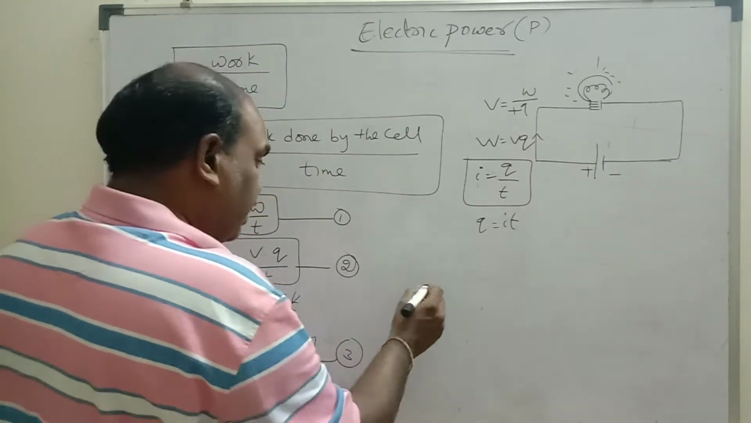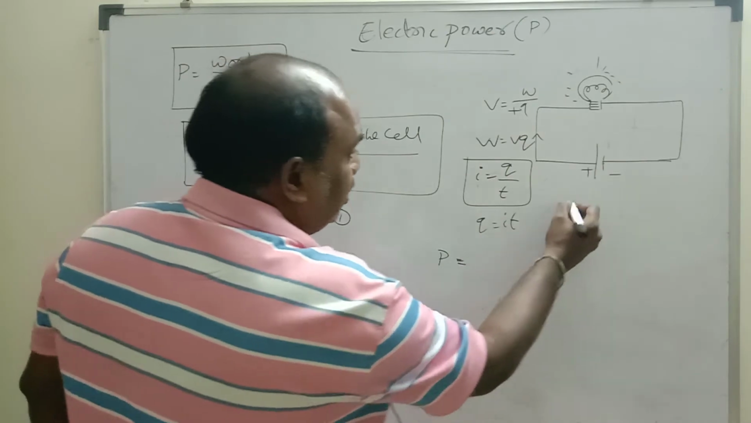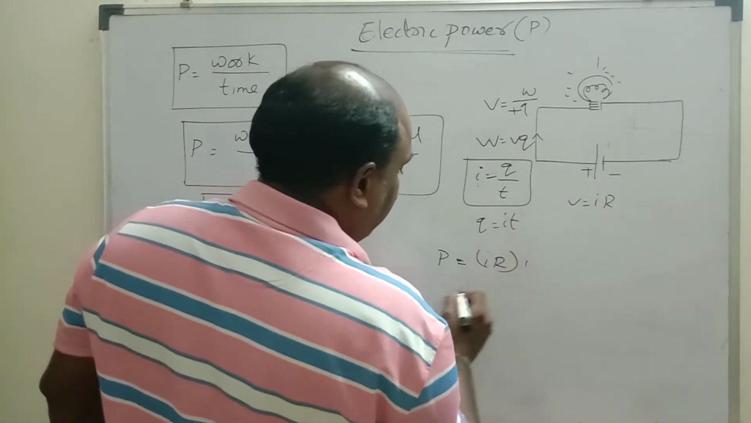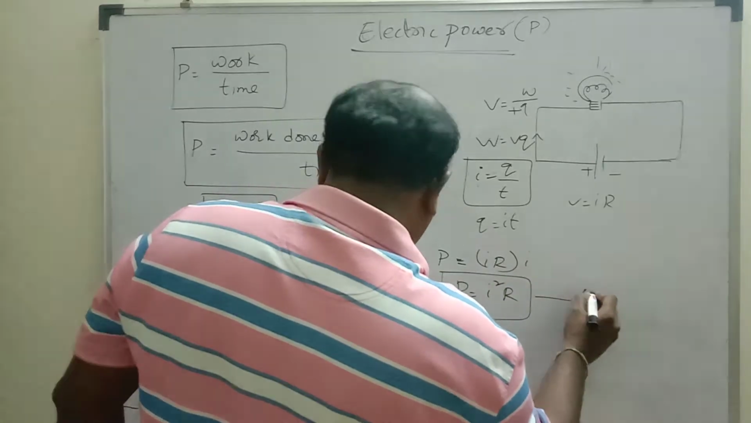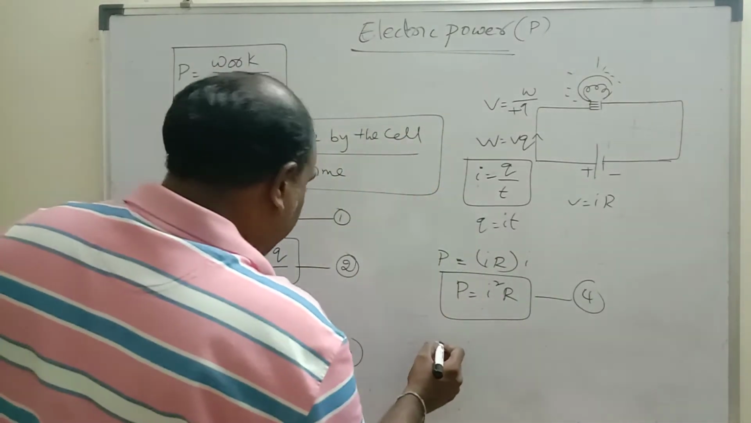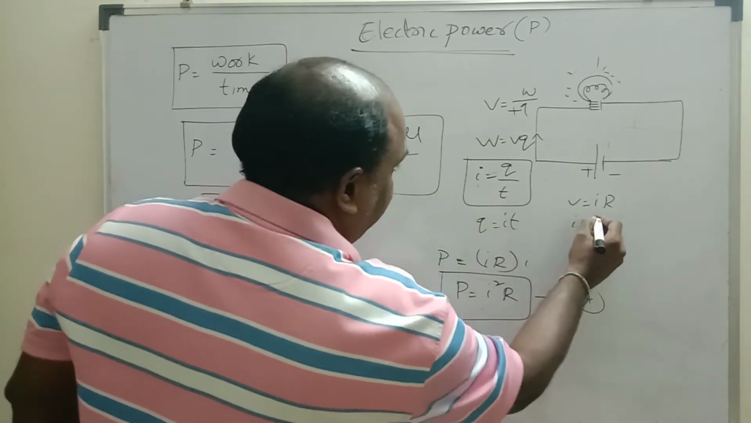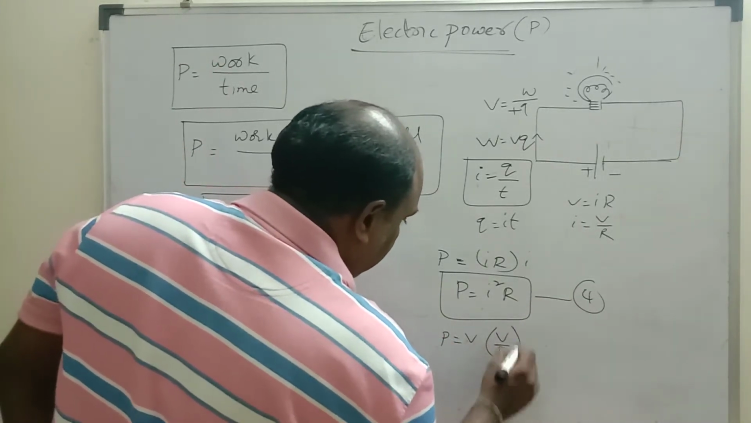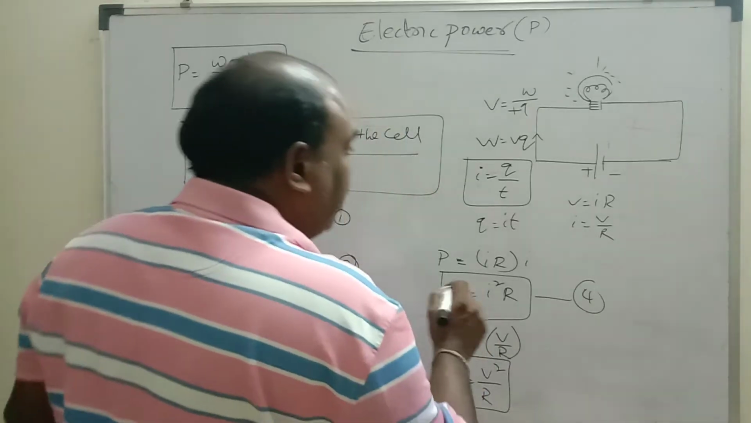One more important formula here. P is equal to V into I, and what is V? According to Ohm's law, V is equal to IR. Substitute here: IR into I, that is equal to I square R. This is another formula for power, the fourth formula. In the third formula, I am doing a small alteration. From V is equal to IR, I is equal to V by R. Substitute V by R in place of I. V into V, V square by R. This is another formula to find power.